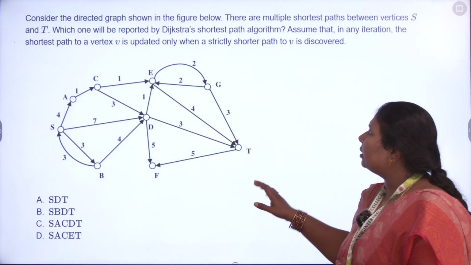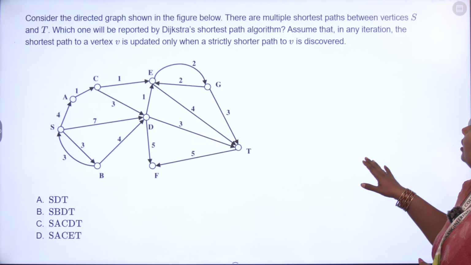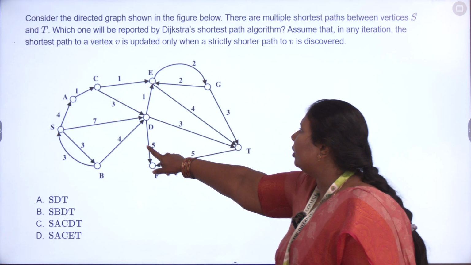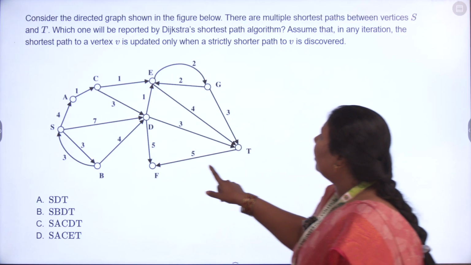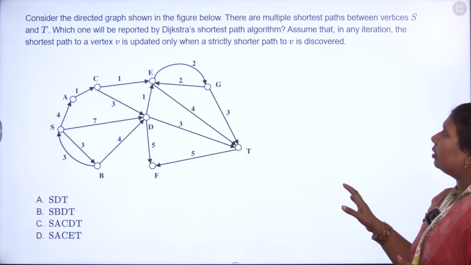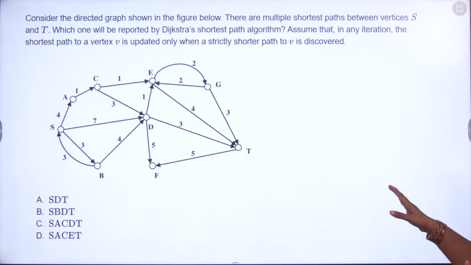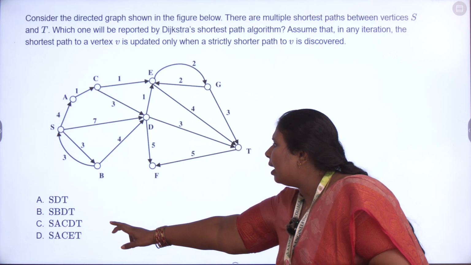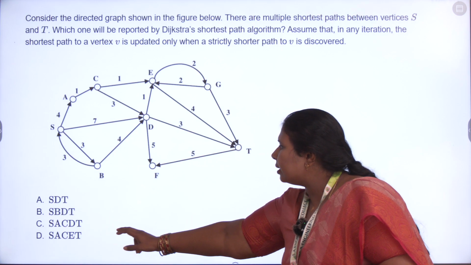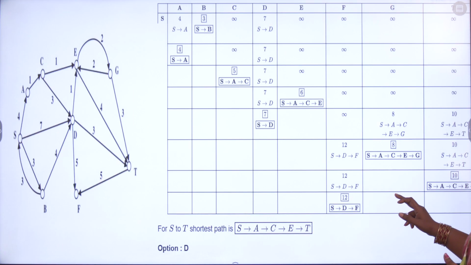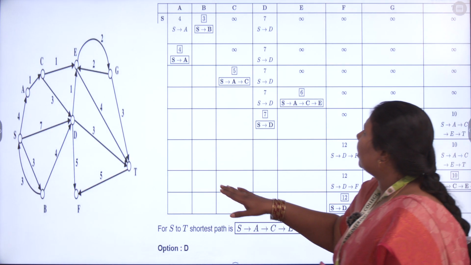Next one: consider the directed graph given here. There are multiple shortest paths from S. From S it can reach many paths here, but which one will be reported by Dijkstra's algorithm as the shortest path? Which one is considered the shortest path? They gave the options SDT, SBDT, SACDT, SACET. Which one is the best shortest path? So you need to identify it from this diagram.